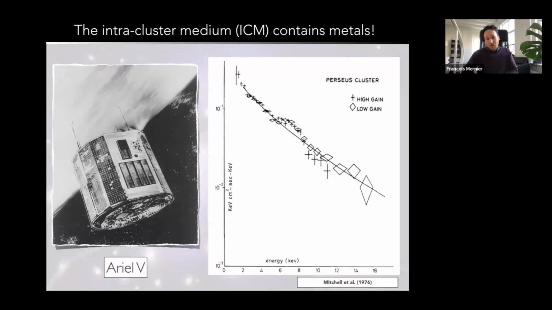All right, and here comes one of the most central points of this talk, which is that more than 45 years ago, 46 if I count well, Ariel 5 made a beautiful discovery, which is shown here. So this is the first spectrum of the Perseus cluster. And what you see is a bump around 7 keV, more or less. And this bump corresponds to the K-shell transition of iron. And this basically shows you that not only does this gas have a thermal origin, but also that it contains iron.